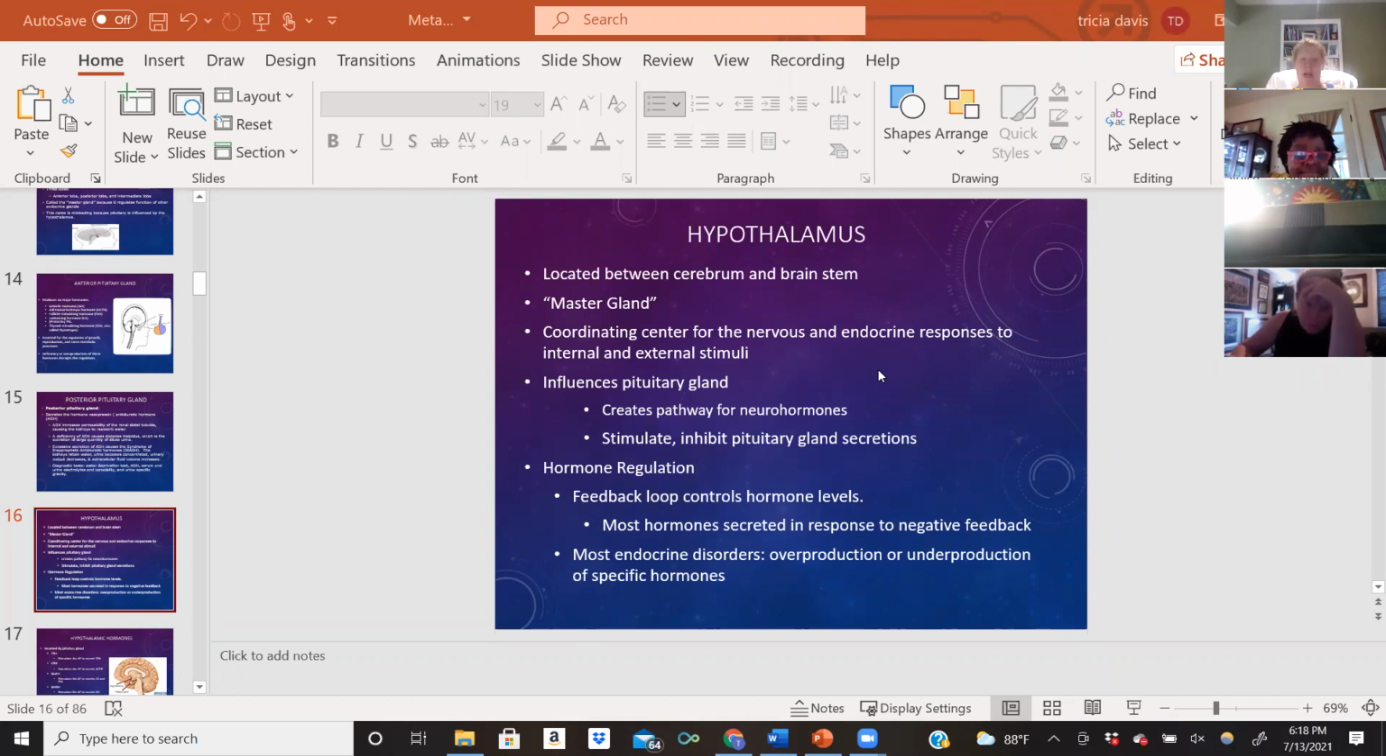And if we have too much, then it will shut it off. It's that feedback mechanism. It'll stop it so that it doesn't secrete anymore, and the body just utilizes what it has. So we know that the hypothalamus has a huge role in regulating our hormones. It works on that feedback loop. Most hormones are secreted in response to negative feedback. And like we said earlier, most of our endocrine disorders result when there is an overproduction or an underproduction of these hormones.